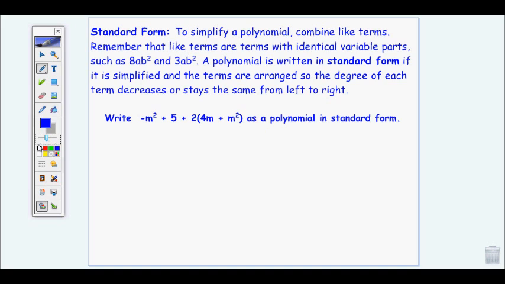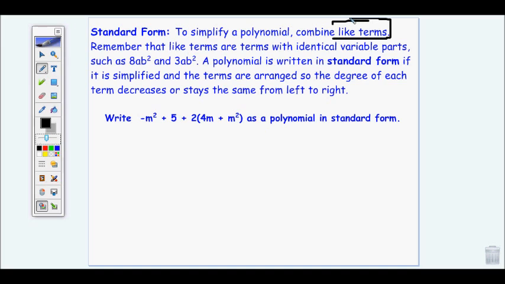So, let's change colors here so it's easier for you to see that. To simplify a polynomial, you're going to combine what we've been working on, like terms. We reviewed that. Remember that like terms are terms with identical variable parts, such as 8ab squared and 3ab squared. A polynomial is written in standard form if it is simplified and the terms are arranged so the degree of each term decreases or stays the same from left to right.